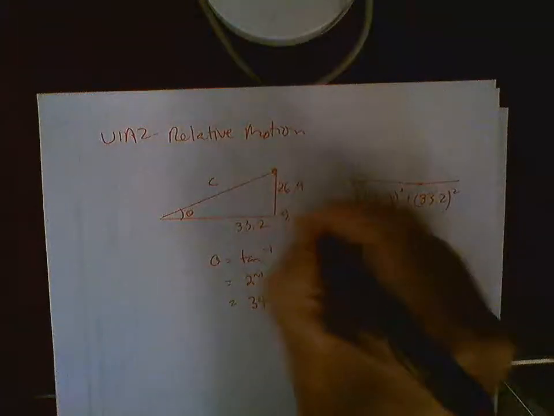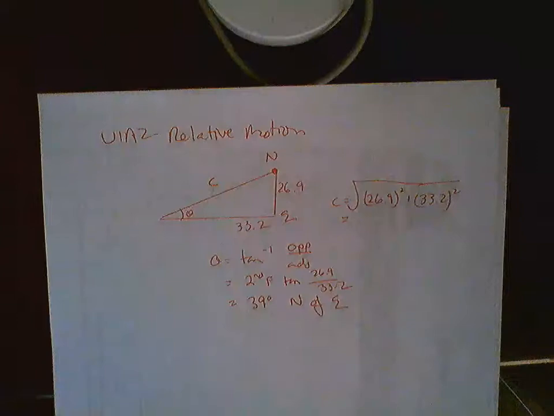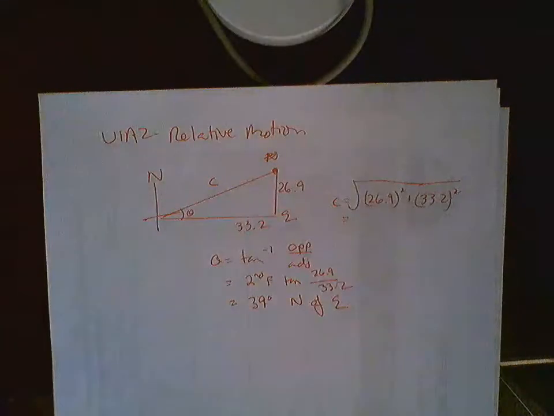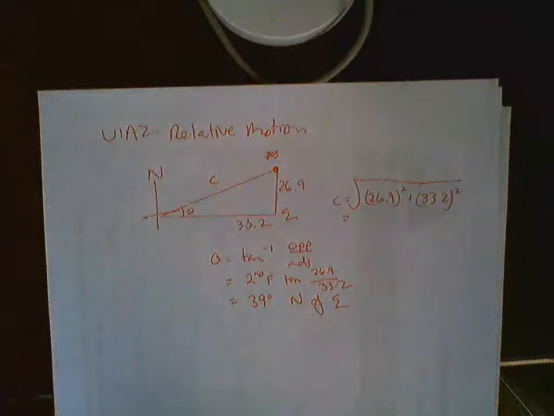So east would be in this direction, north would be in this direction. So we have 39 north of east. I hope that made sense. If you have trouble with the problems, ask me and I can do a full problem for you.